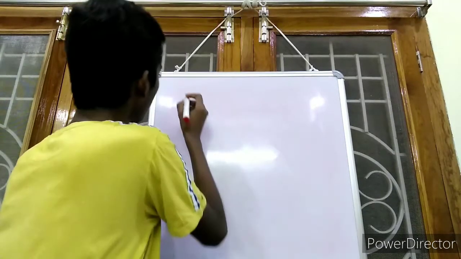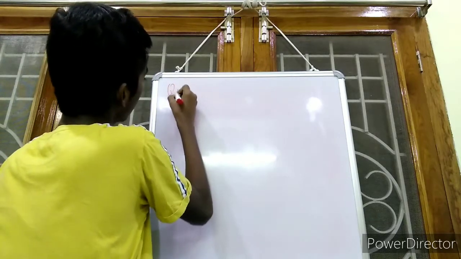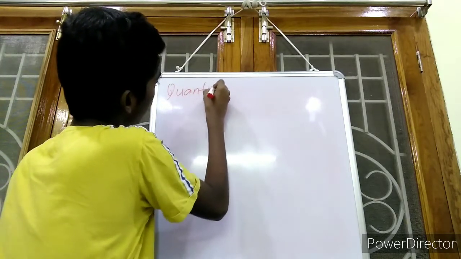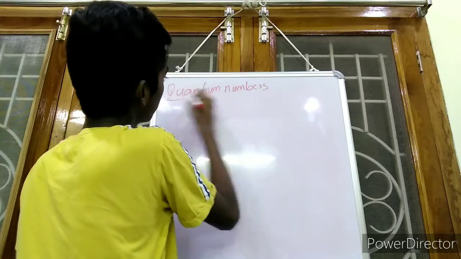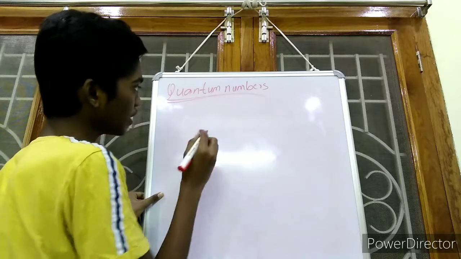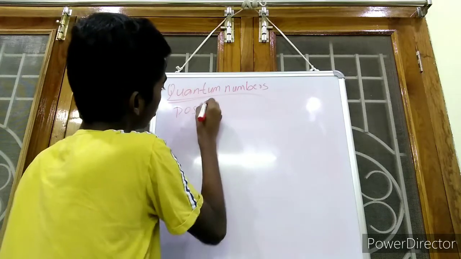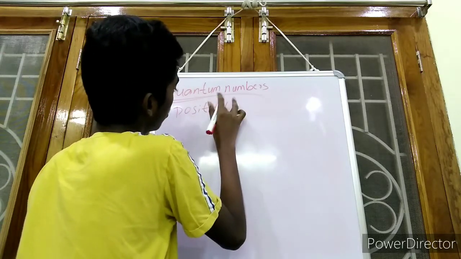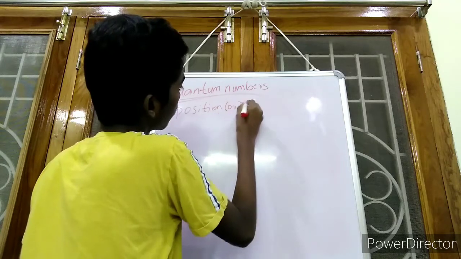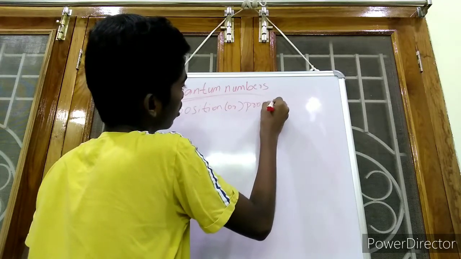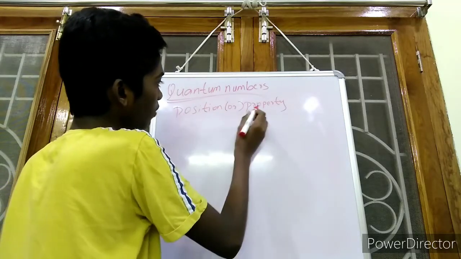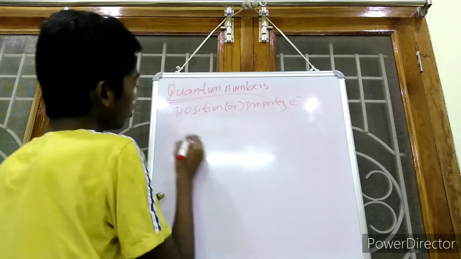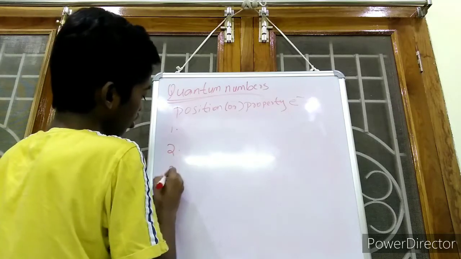In this video, I will explain about quantum numbers. Quantum numbers are used to specify the position or property of an electron. Quantum numbers help us to tell the position or property of an electron. So there are four quantum numbers.